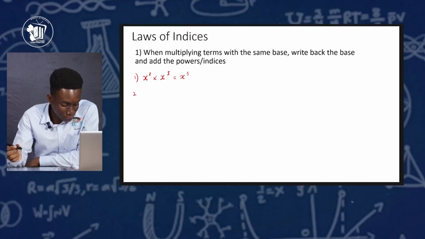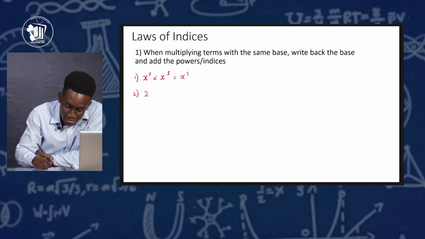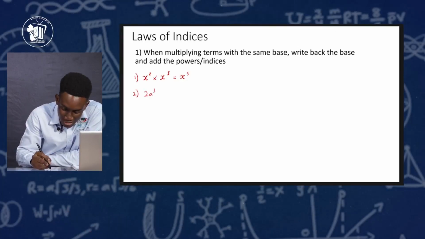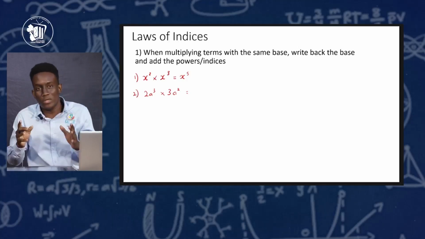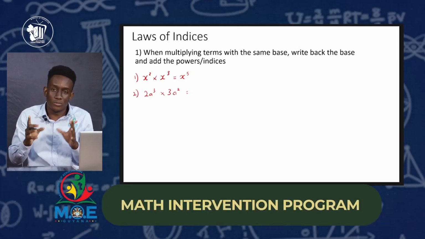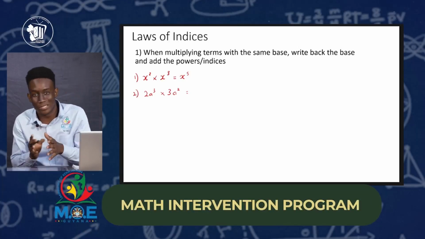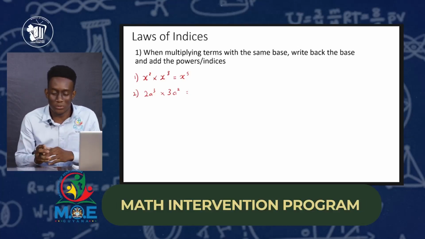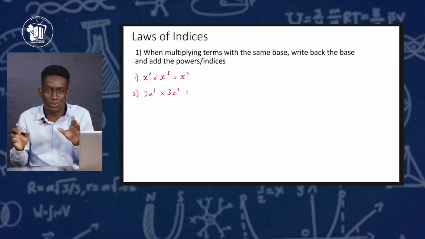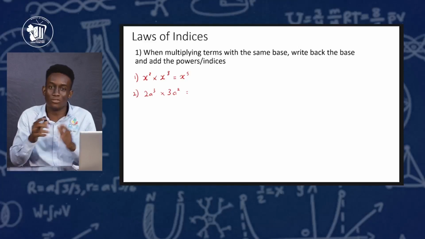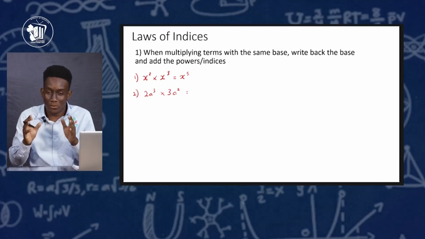For the second law, we have 2a raised to the third power multiplied by 3a raised to the second power. When we have terms with coefficients, as we looked at in the parts of the algebraic term just now, this is what we do. We multiply those coefficients first. We multiply the numbers first. That is the first thing we do.